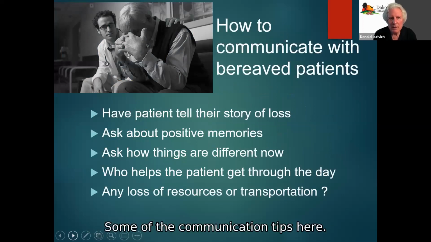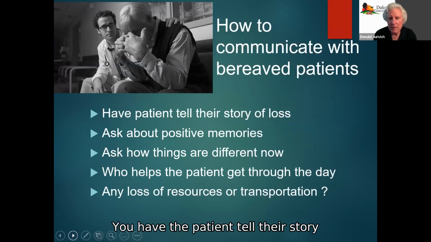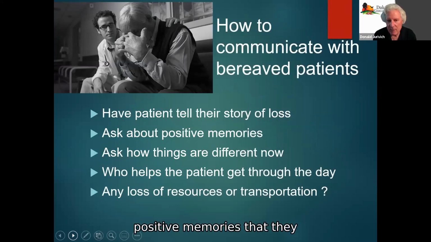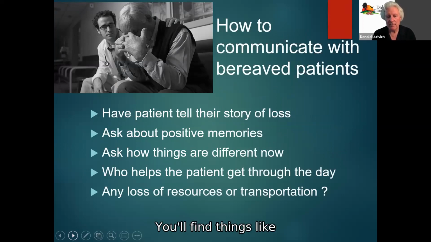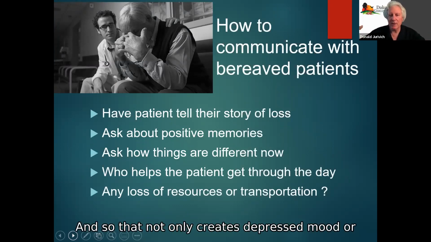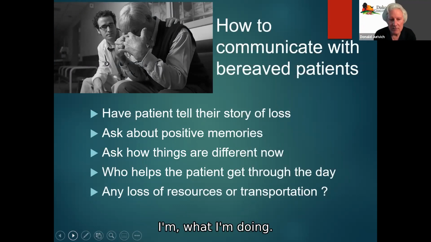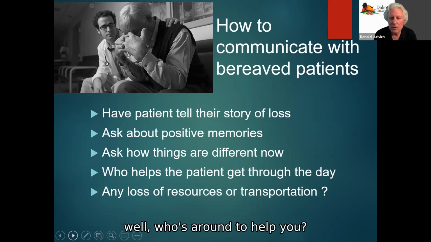So some of the communication tips here. Reminiscence therapy is always helpful. You have the patient tell their story of loss. What does it mean? You reflect with them about positive memories that they may have had about the individual. And then also to identify how things are different. You'll find things like, my spouse always paid the bills and now I've got to pay them and I don't know where everything is. That not only creates depressed mood, it creates anxiety because I don't know what I'm doing. And then this is an important question: who's around to help you?